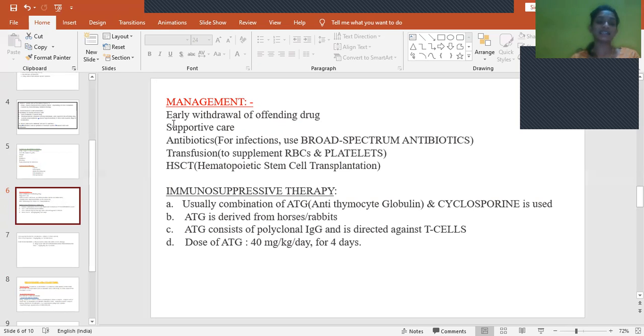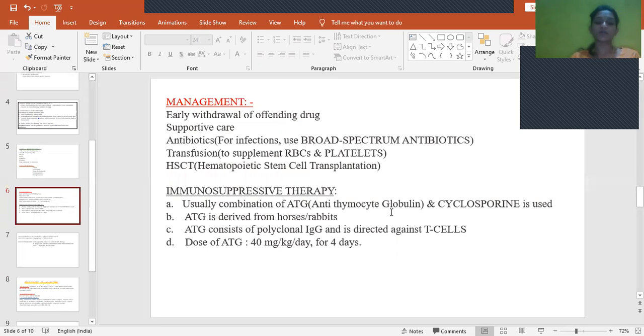And HSCT, that is hematopoietic stem cell transplantation. As these drugs are causing stem cell damage, we can give stem cell transplantation. And apart from all this, it also includes immunosuppressive therapy. Why? Because immunity is active, immune reactions are taking place. So that is the reason we have to give immunosuppressants. Usually the drugs we give are anti-thymocyte globulin and cyclosporin.